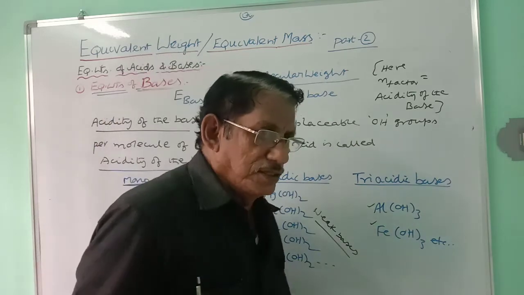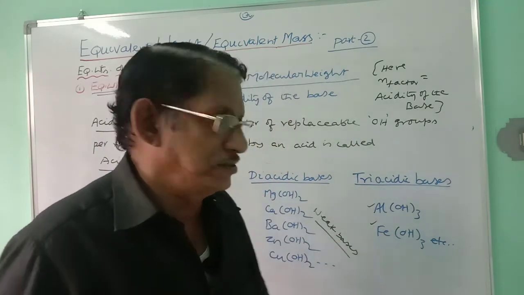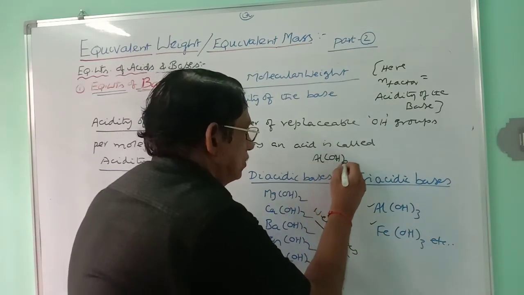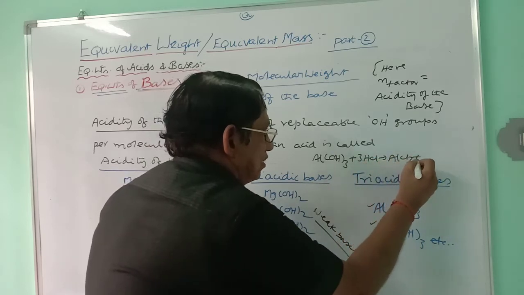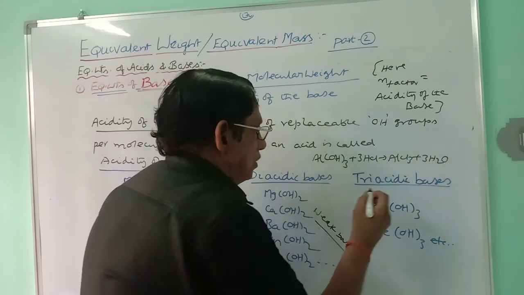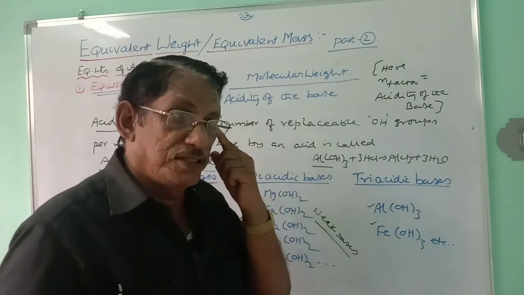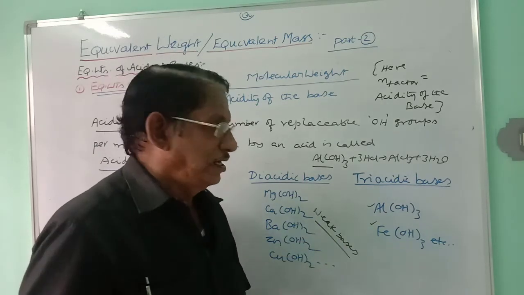These are insoluble in water, but you can prove the basic character by making a reaction with the acid. For example, you can take Al(OH)3, react with the acid, giving you AlCl3 plus 3H2O. And that is why this is basic in nature. It is able to react with the acid. Though it is insoluble in water, it is able to react with the acid, giving you salt and water. And so this is a base.